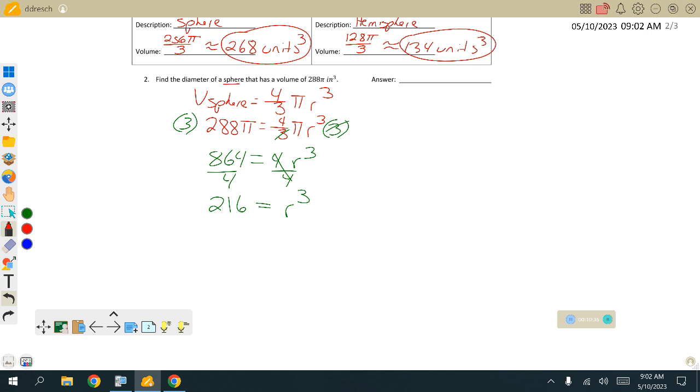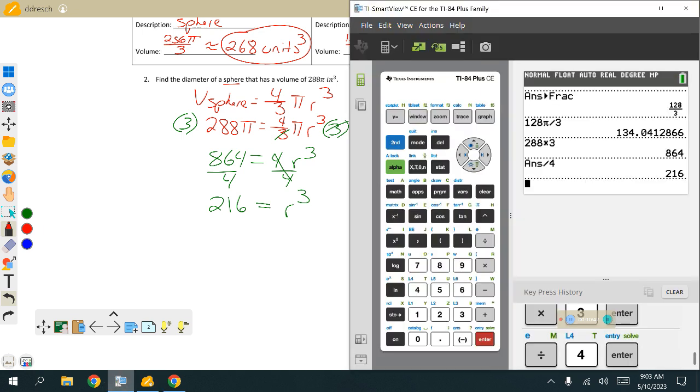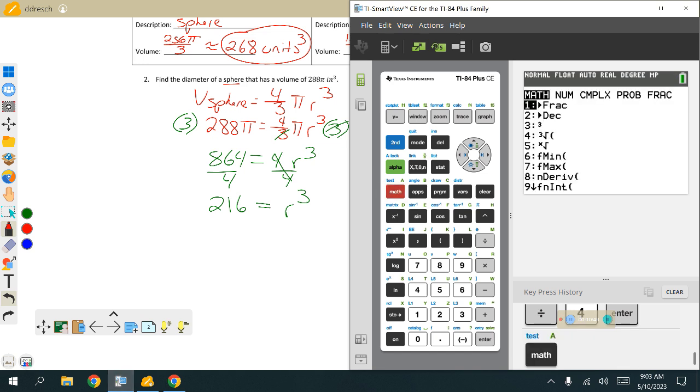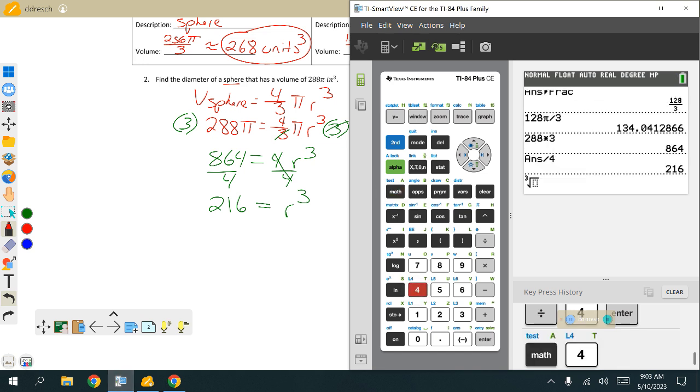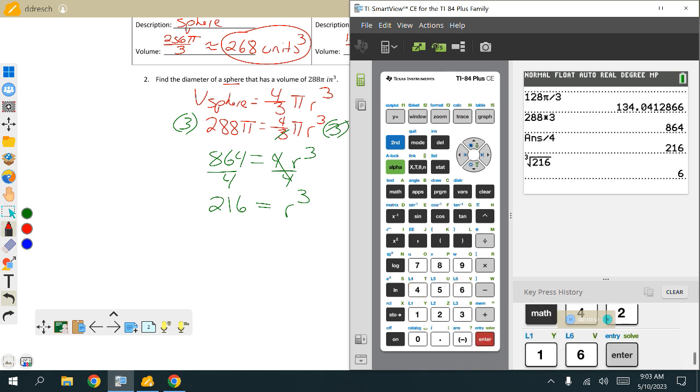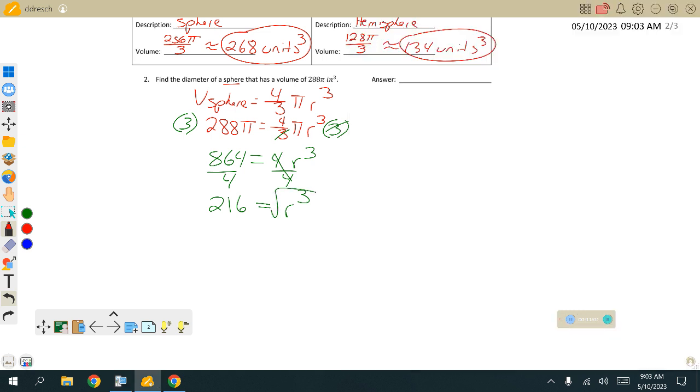We know what squares are. We've done those a lot. That's all we've done this year. Cubes are not as obvious for you. So what number times itself 3 times gives you 216? Not obvious, so we use our math button. Option 4 is where that's at. And what is the perfect cube of 216? Is there one out there? There is. Yep, it is 6. So we're taking the cube root. Now, how do I know it's a cube root?